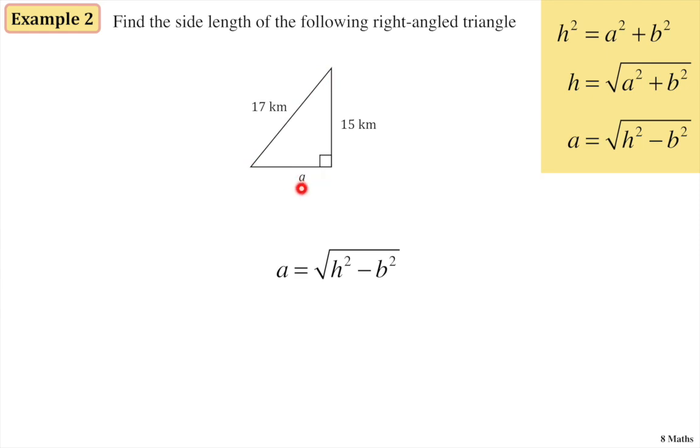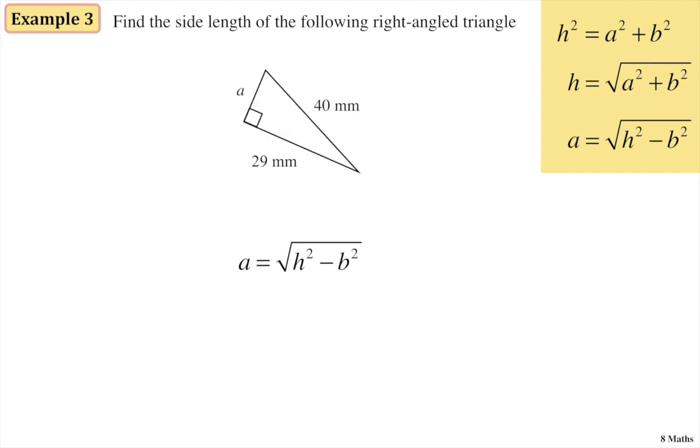So this question will be a equals the square root of 17 squared minus 15 squared. Put that into the calculator and you'll get 8. So in this question, a equals 8 kilometers. Again, I'm not worried about the kilometers. I'm worried about you getting the number 8 for that missing length.